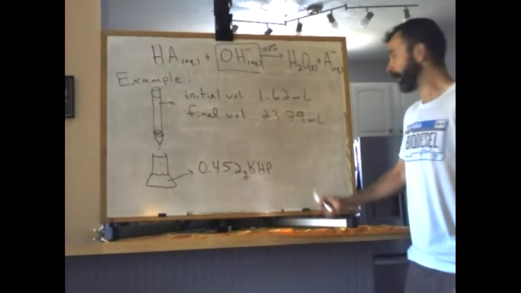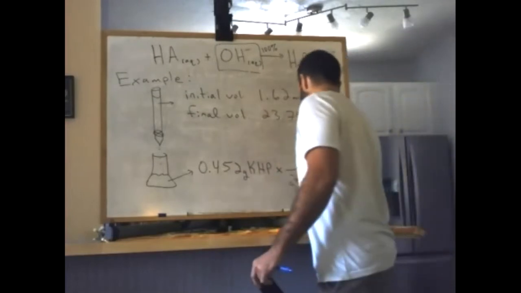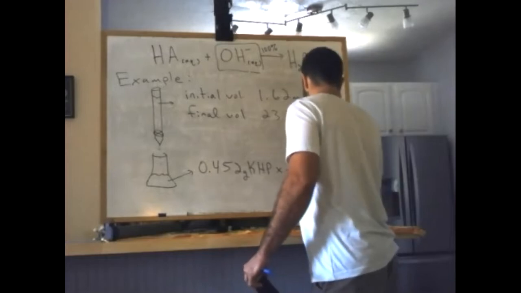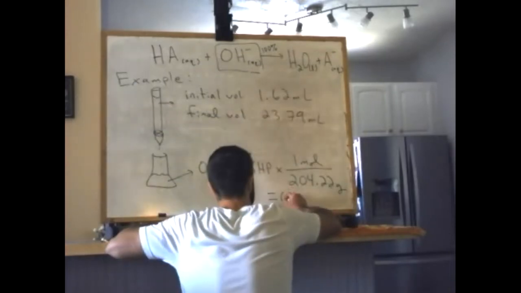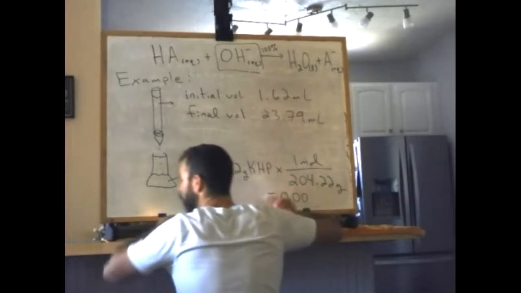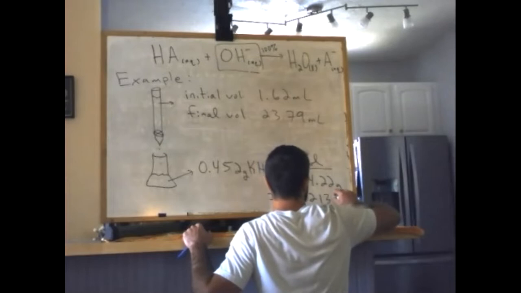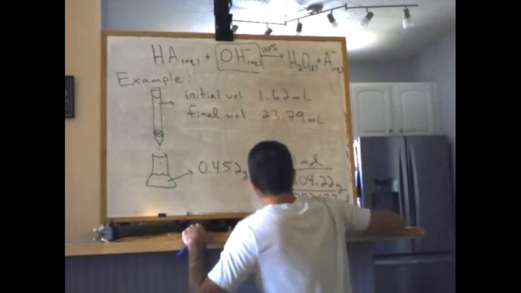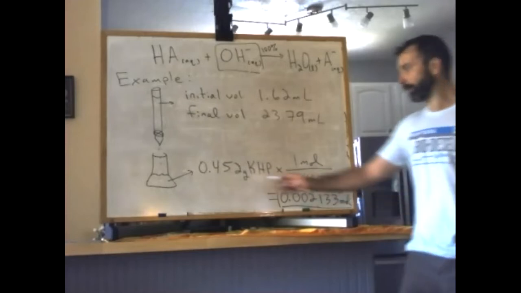All right, how do we do that? Well, we know the grams of KHP. We can look up the molar mass of KHP, so we can figure out the moles of KHP, which is 0.002213. I'll just keep a bunch of significant figures and round at the end. So we really are starting with 0.002133 moles of KHP.